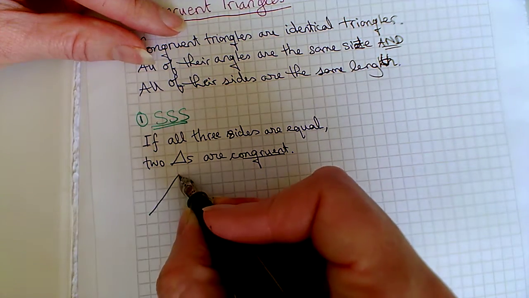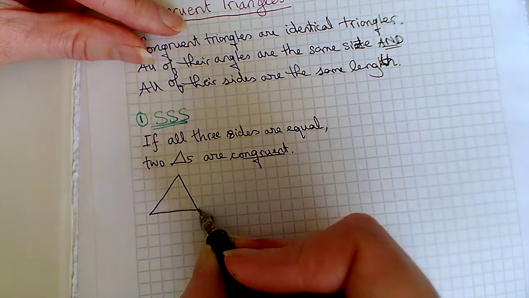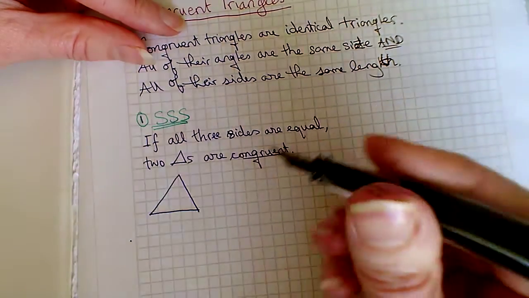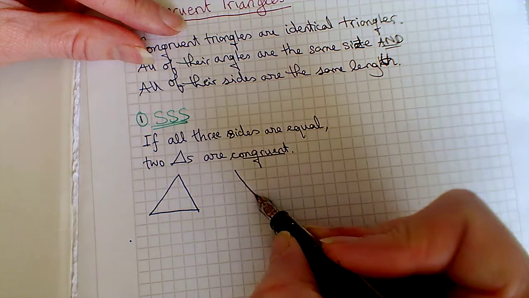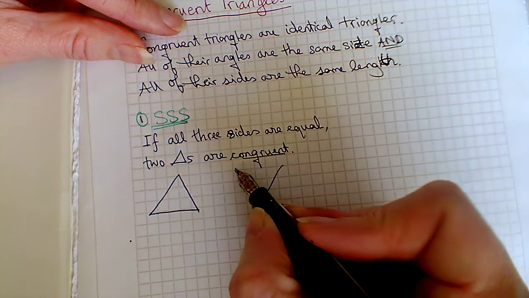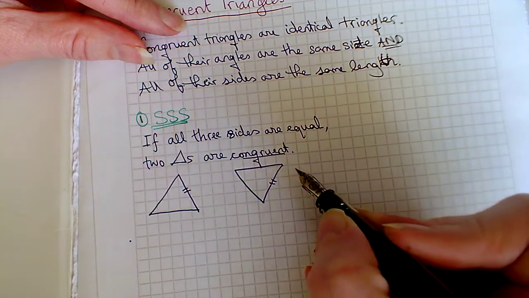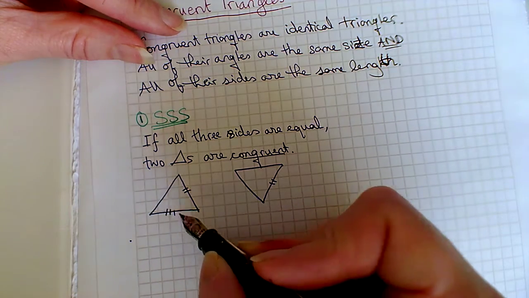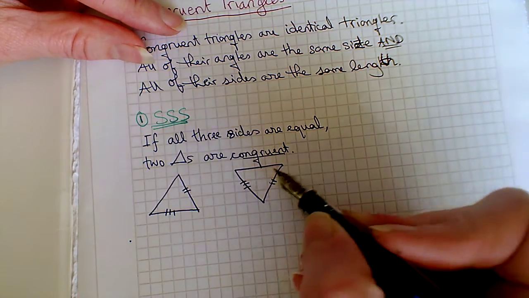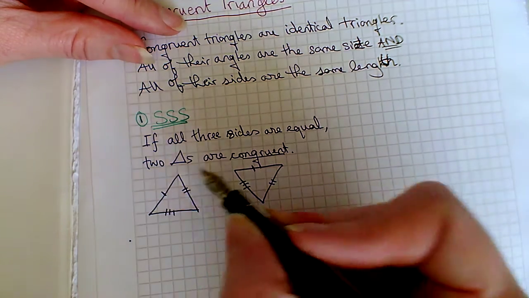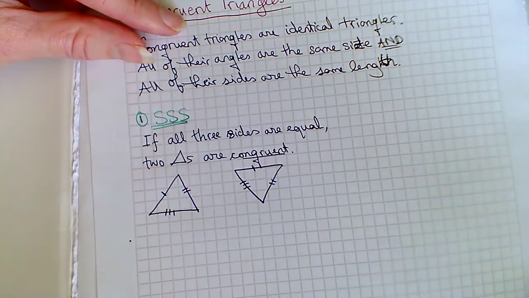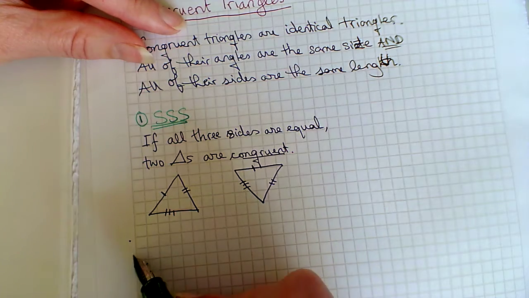A picture to go with that. It doesn't matter how they're rotated, but if this side and this side are equal, and this side and this side are equal, and this side and this side are equal, then we know that all their angles are equal as well. So if all 3 sides are equal, then the triangles are congruent.